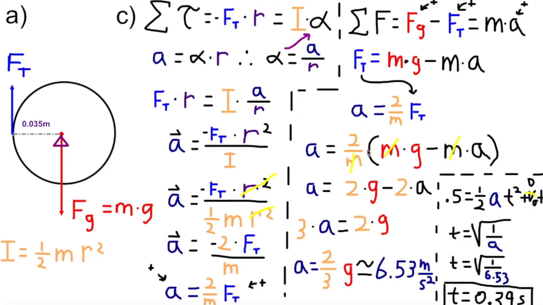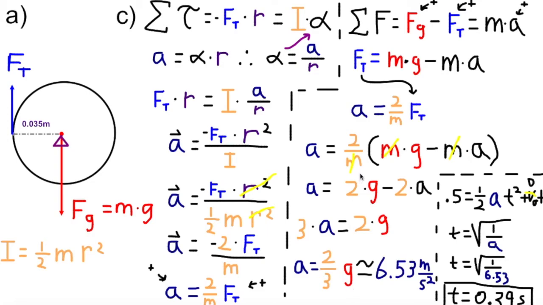You can cancel the masses out because if you factor out m, it would cancel with that m. And then distribute the 2, leaves us with our linear acceleration equals 2 times our acceleration due to gravity minus 2 times our acceleration. So rearrange, get a on the same side, so add 2a to either side. You get 3 times a equals 2 times g. So solve for a, you get our acceleration is 2/3 of our acceleration due to gravity.